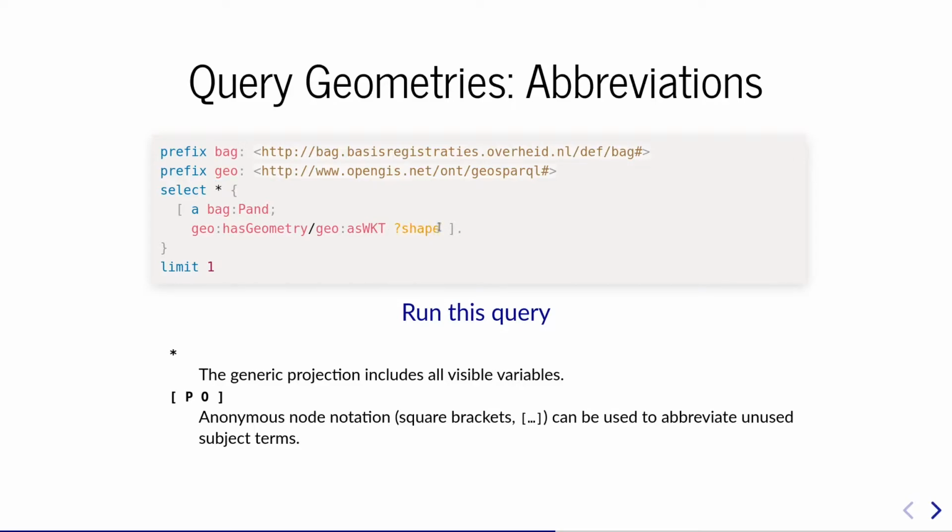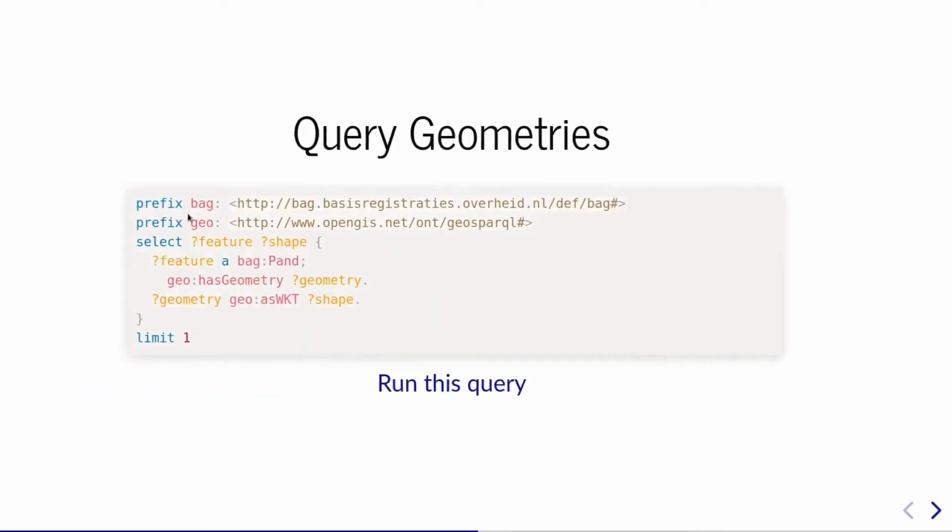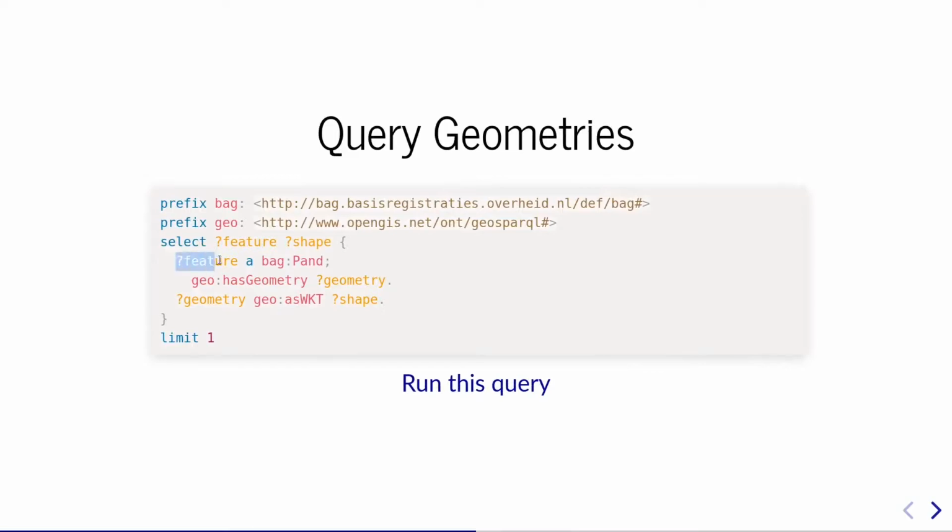The second abbreviation that I want to introduce is these square brackets. And you can see that the square bracket here is replacing the feature variable. Let's briefly go back to the original query. So the feature variable is no longer there.